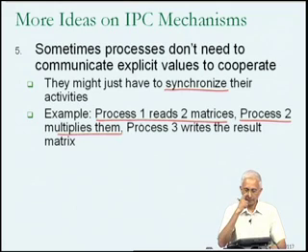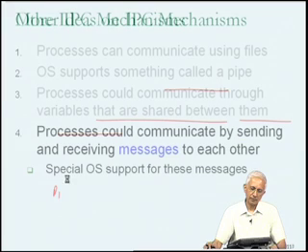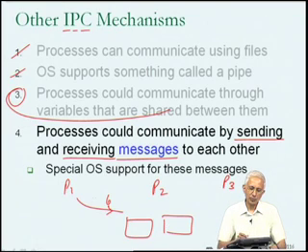Think about it this way. There's process P1, there's process P2, and there's process P3. And they have shared memory in which the matrices to be multiplied are available. So process P1 is reading in the first matrix which is to be multiplied, and is reading in the second matrix which is to be multiplied.